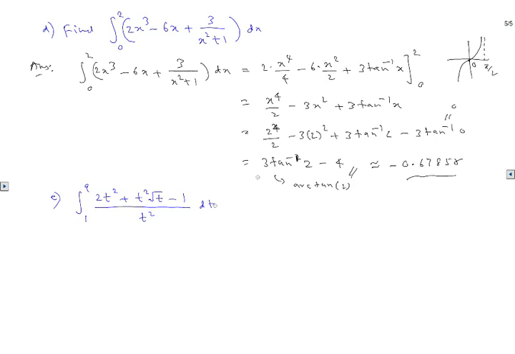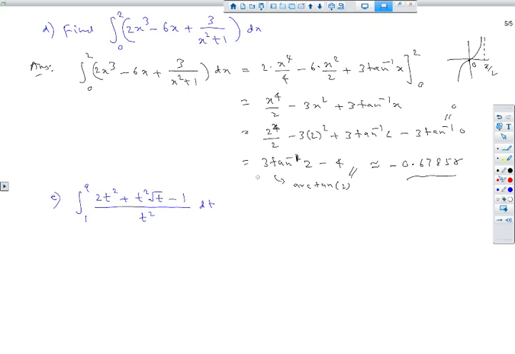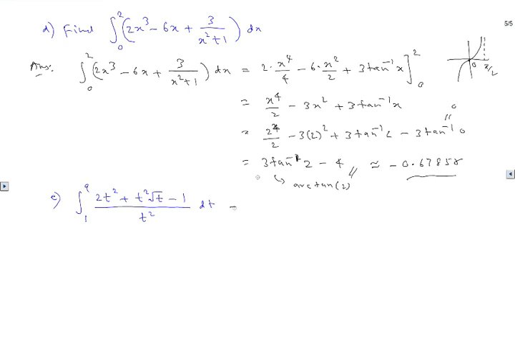If you divide, what do you get? This is from 1 to 9. First you divide by t squared, so you get 2, and dividing by t squared you get square root t, and then minus 1 over t squared. So that's what you get first.